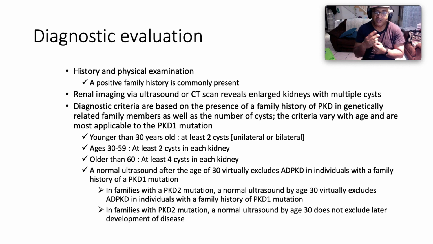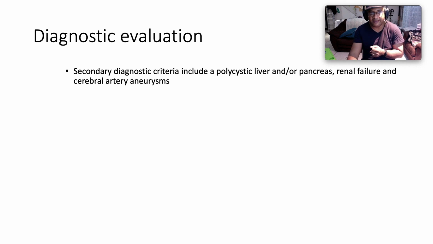In families with a PKD2 mutation, a normal ultrasound by age 30 does not exclude later development of disease. Secondly, diagnostic criteria include cysts elsewhere, so polycystic liver and or pancreas, renal failure, and cerebral artery aneurysms.